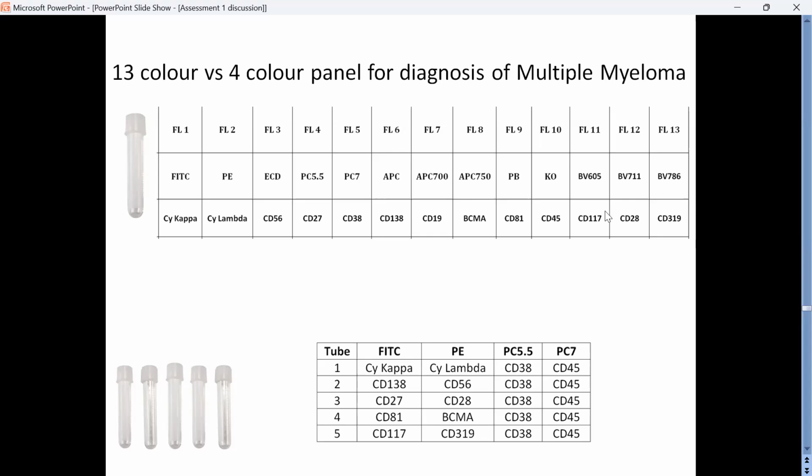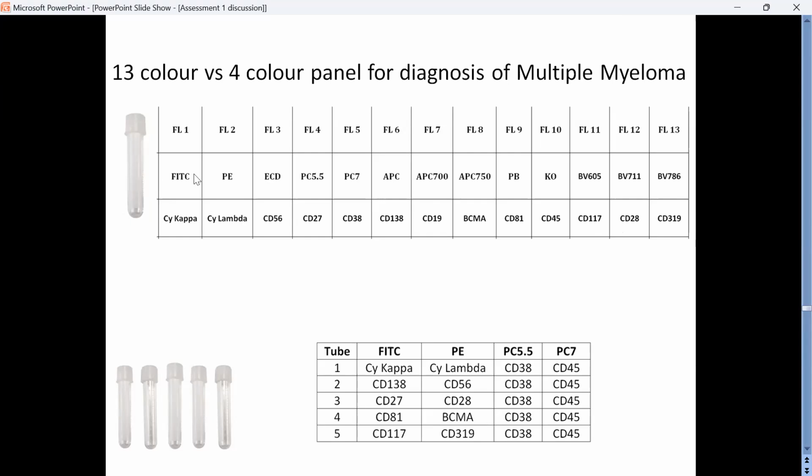The second disadvantage is coming to the volume of sample. Now, if this is a single tube, right? So only one tube is there. I'll drop all the 13 antibodies in this tube, and I can add just 100 microliters of sample to it, and then I can finish the job.